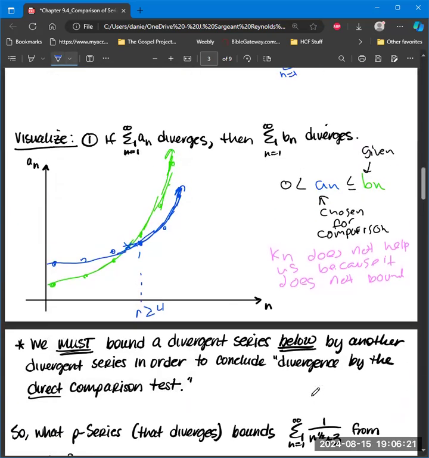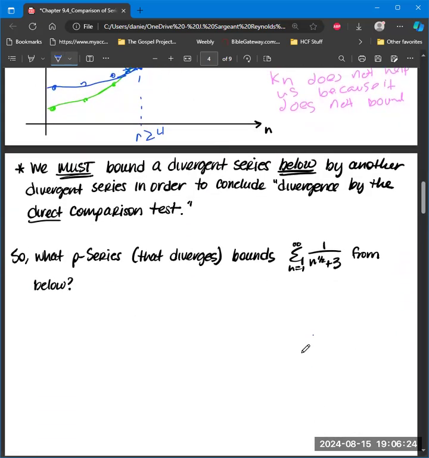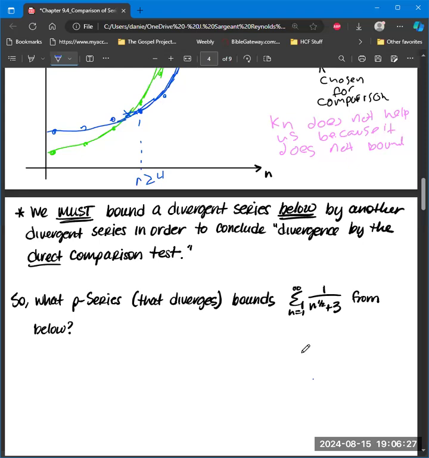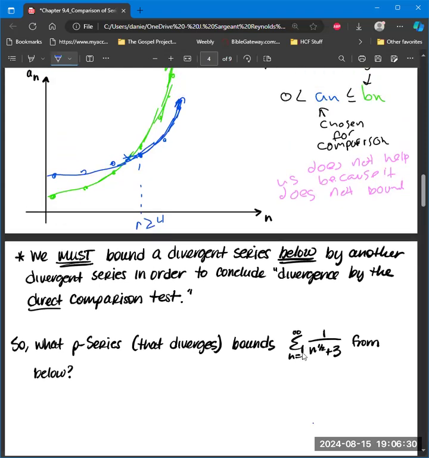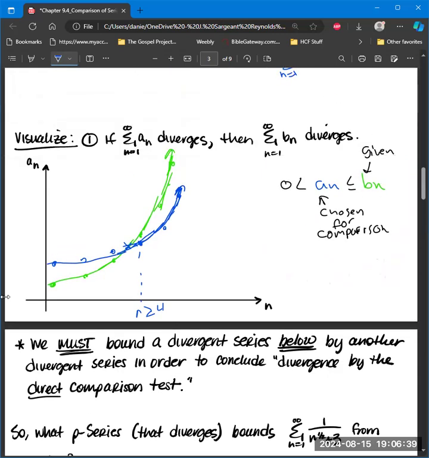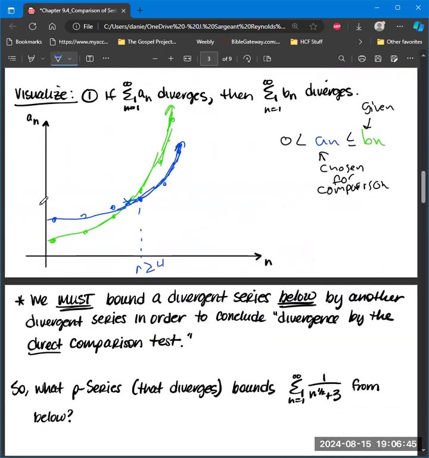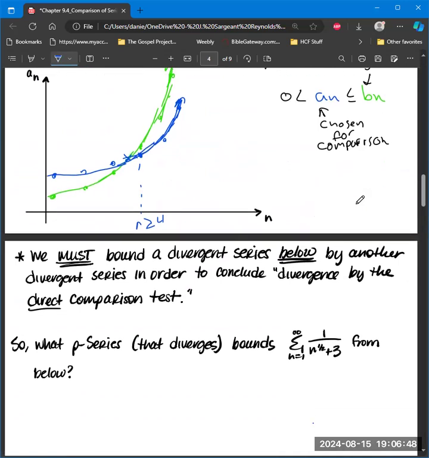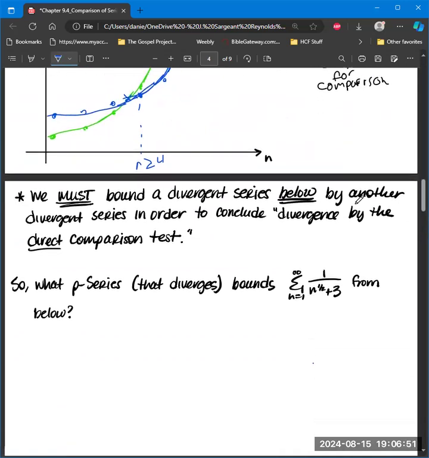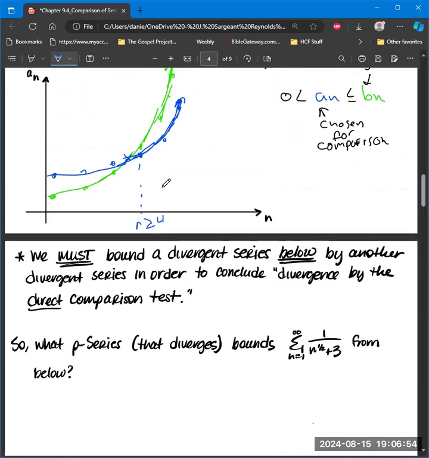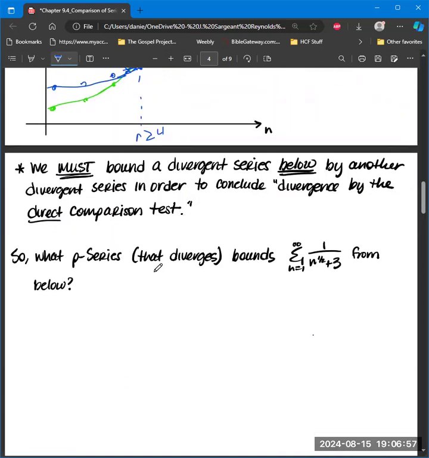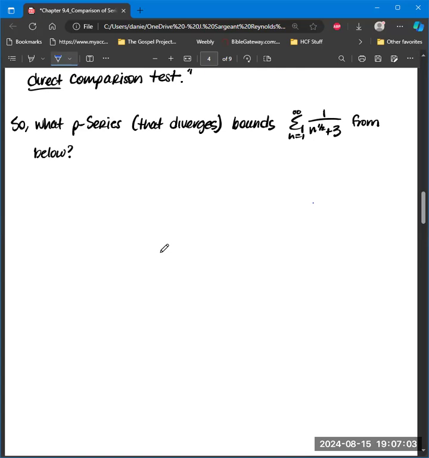So pick another series that is easy for us. It's a P series, geometric series, something like that. I'm not going to worry about Kn here. Don't worry about that part of my picture. So the important thing is for you to see that I can pick something where they're going to cross each other and these conditions are still going to be met here, that at some point an is going to be less than or equal to bn for all n greater than or equal to some value there, like 4 in my picture. So we must bound a divergent series below by another divergent series in order to conclude divergence by the direct comparison test.